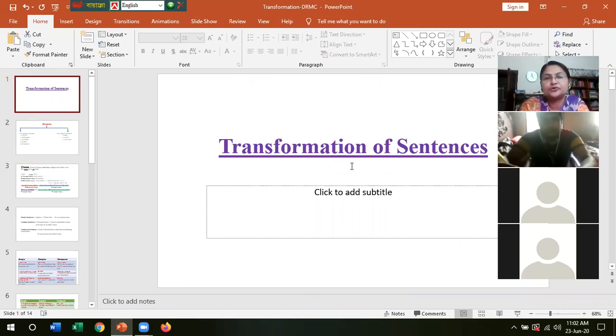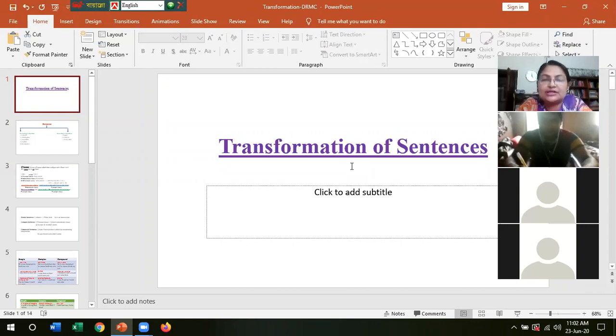So today our topic is transformation of sentences. You know, there are two ways to change. Transformation means to change something, to change from one sentence into another. It can be done in two ways, that is transformation of sentences and conversion of sentences.